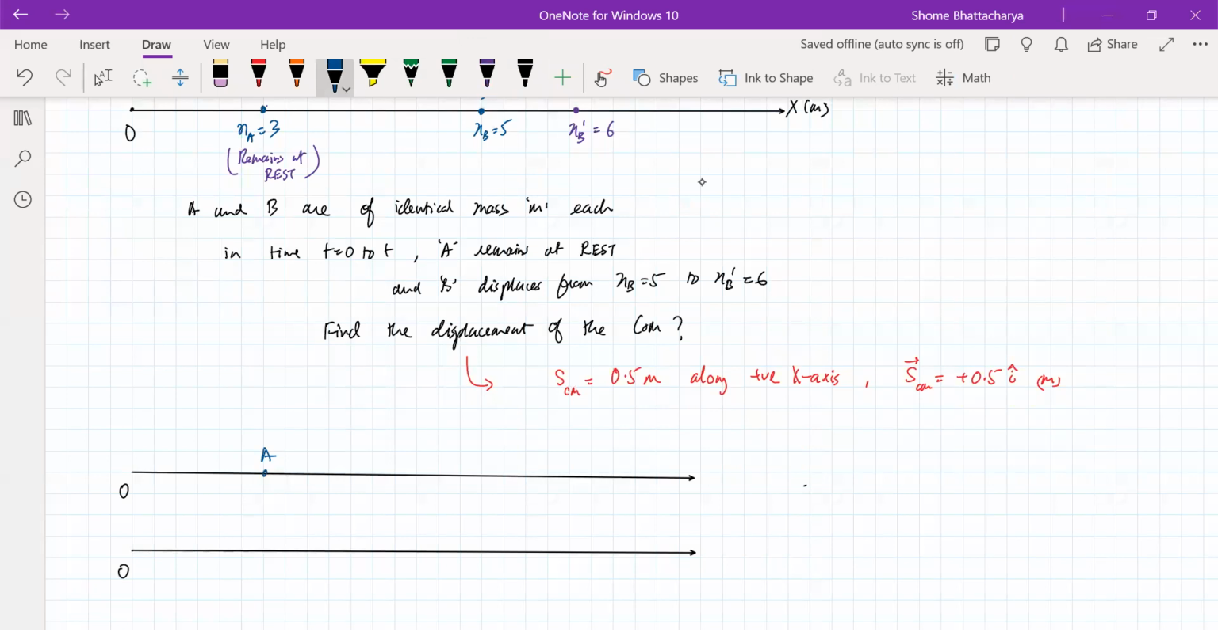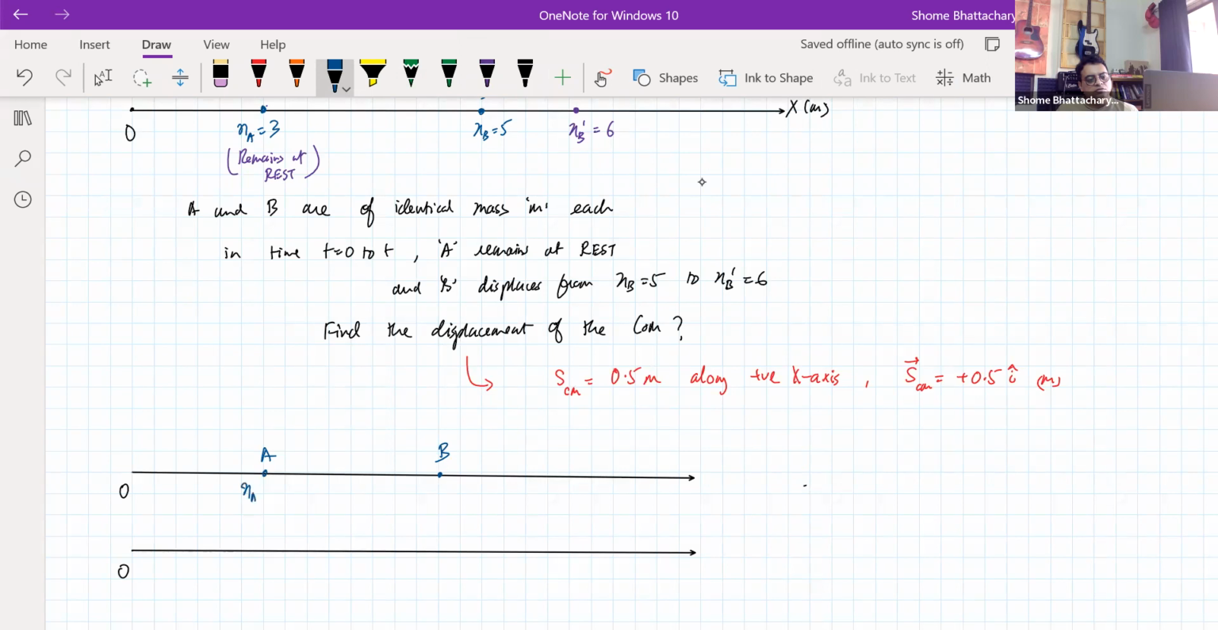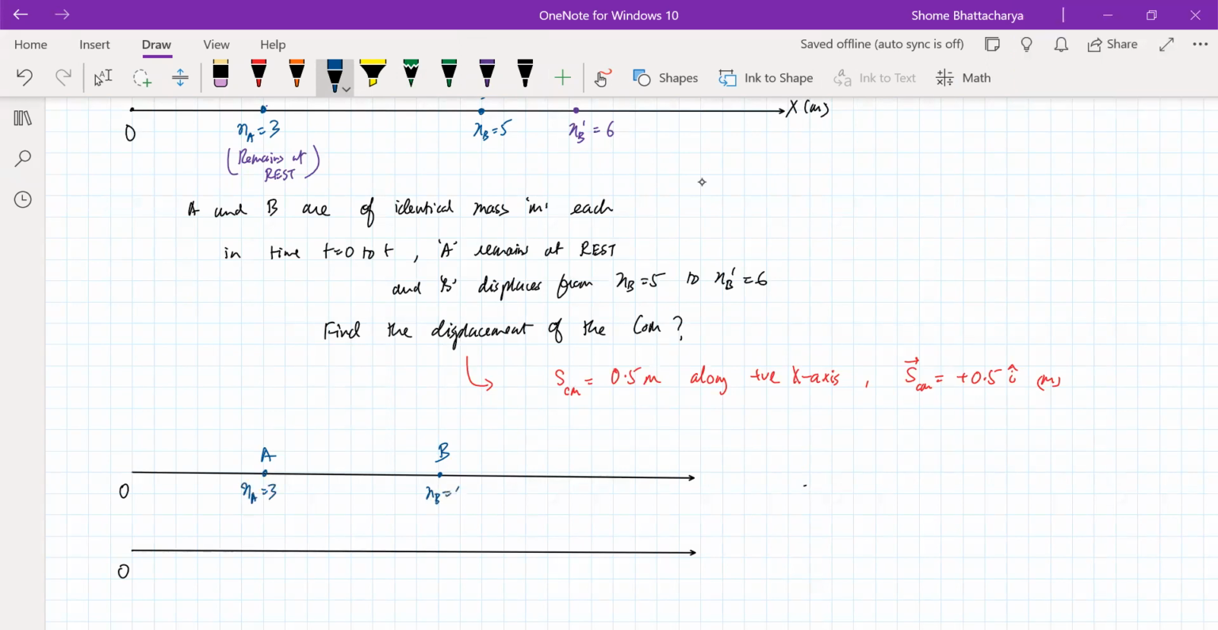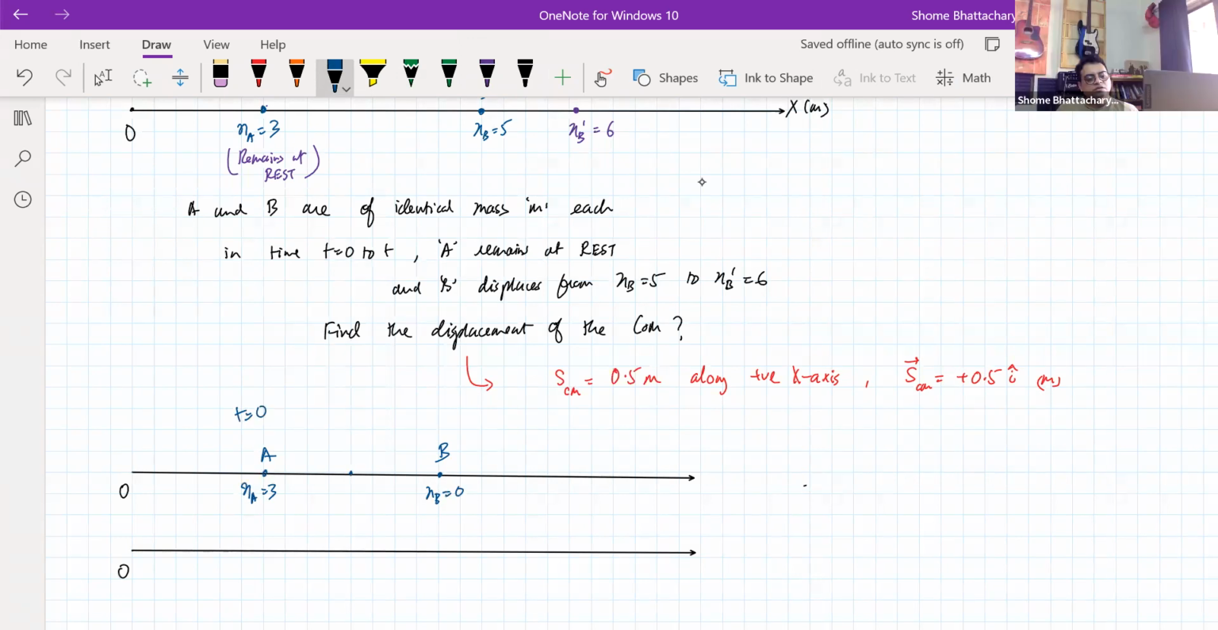So you said the COM divides the two points in the ratio inverse to the mass. Yes. Since the mass is equal, the COM will be at the midpoint. So initially at t equal to 0, where is the center of mass located? It is located at 4.